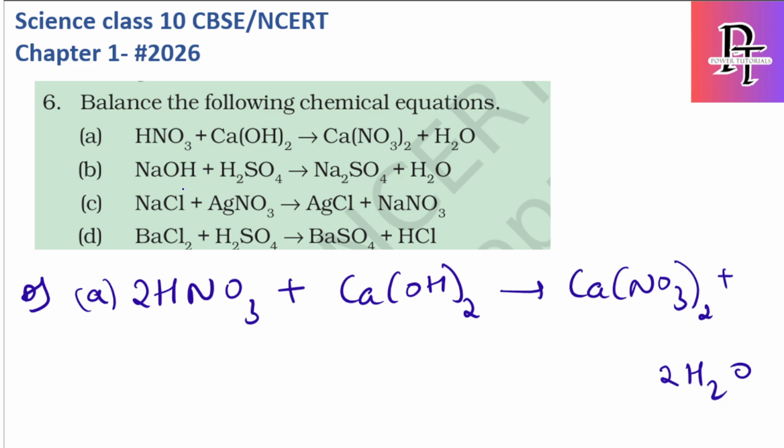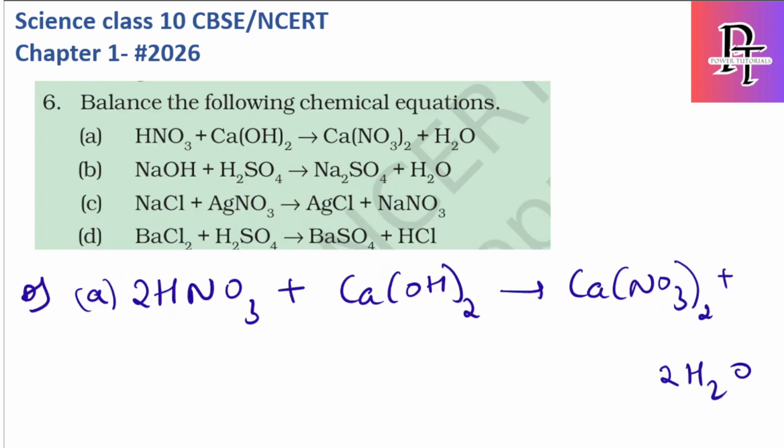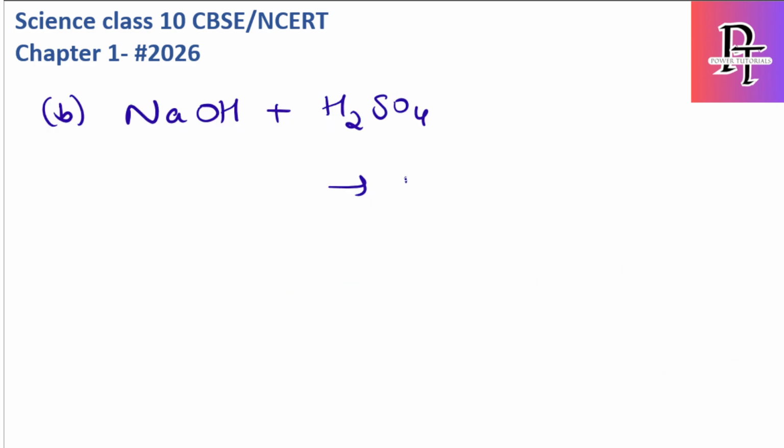Let's see the second one. NaOH plus H2SO4, gives Na2SO4 and H2O. So SO4 is already balanced. 2 Na, but here it is only single Na, so 2. Now let's check for hydrogen. 2 plus 2, 4. Okay, now it should be balanced. 2 oxygen, 2 oxygen, 4 hydrogen, 4 hydrogen. Yes, it is a balanced chemical equation.